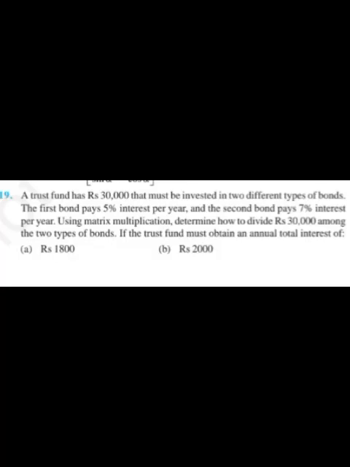So now we are into the 19th question. They have told that the principal amount is rupees 30,000, and this 30,000 has to be divided into two parts, and each part has to be given to each type of bond. Like a 5% interest bond is there, then a 7% interest bond is there, and we have to determine how it should be divided into two types of bonds or amounts, and we have to obtain for the A part of the question rupees 1,800, and for the B part rupees 2,000 as the final interest amount.